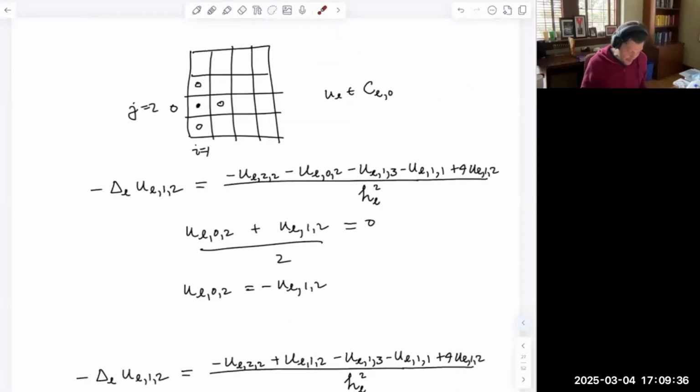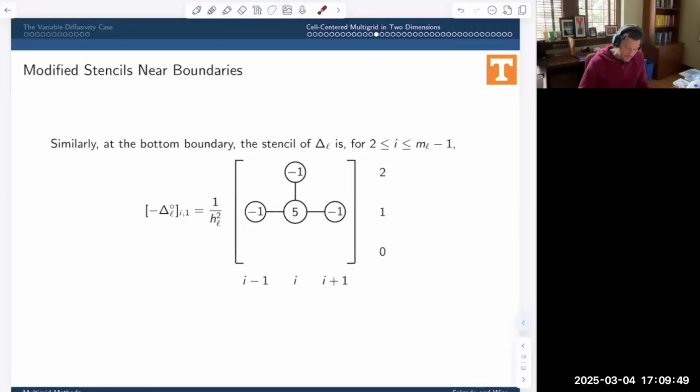What about if I'm at the bottom boundary? Same considerations, right? Except now I'm down here, for example. And I want to eliminate this from my stencil by using my boundary condition. So same procedure. It's just that instead of eliminating this point, I'm going to eliminate this guy down here. That combines with the diagonal element, if you don't mind me calling it that, to give a 5. But it's entirely analogous. Okay?